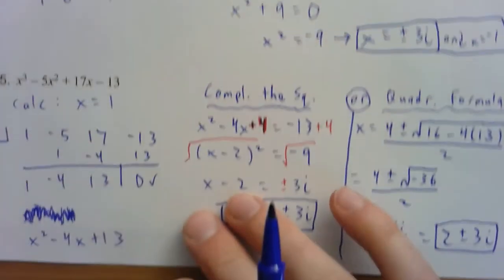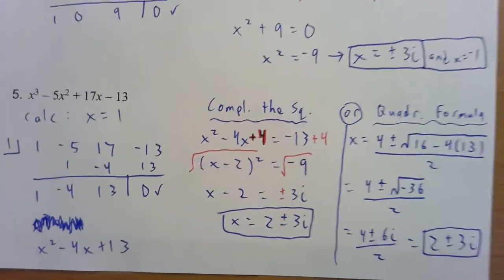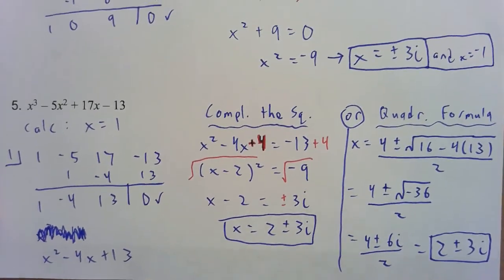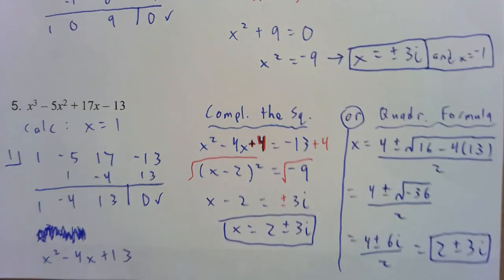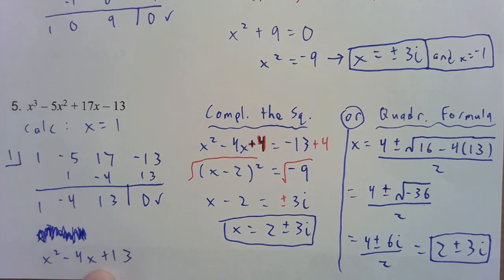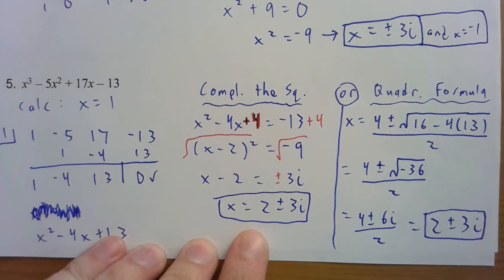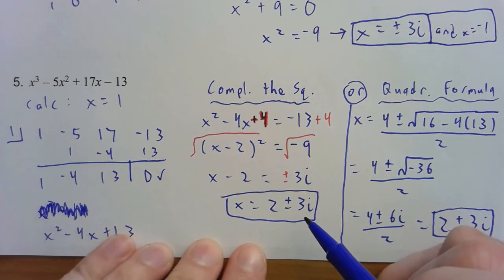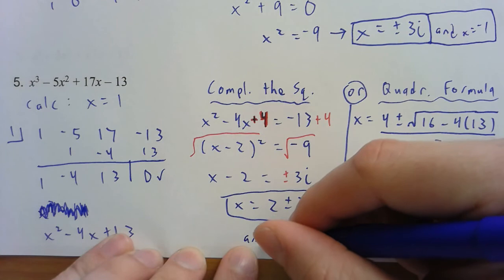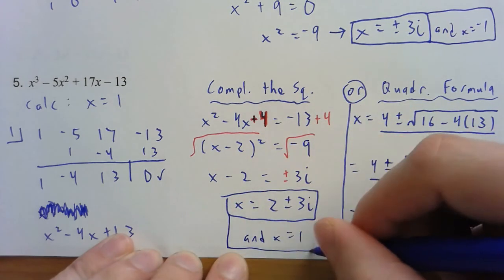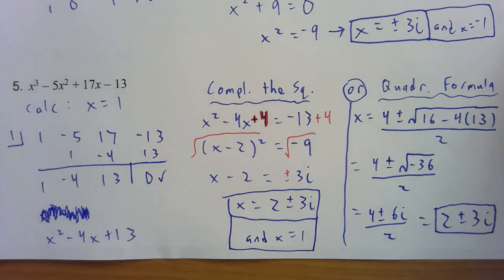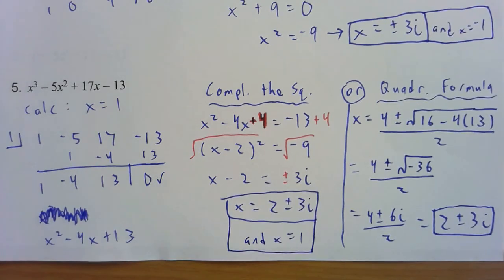Okay. On number 5, you get x equals 1 as your nice zero from your calculator. And you synthetically divide that out, and you get this quadratic that doesn't factor. It's not nice and simple like the other ones. Hopefully you were able to do either completing the square or the quadratic formula on that one to figure out those zeros. And again, we do need to actually say all of the answers here. So it's not just 2 plus or minus 3i, it's also and x equals 1. That's the worst way to lose points on the test there. When you just type the answers that you just got at the end, you forget to actually type the easy one that you got from your calculator.